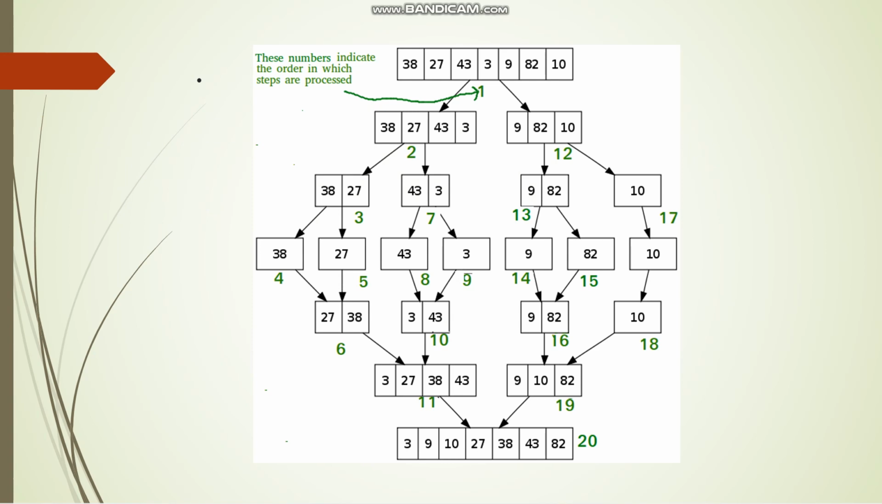The numbers indicate the order in which the steps are performed.